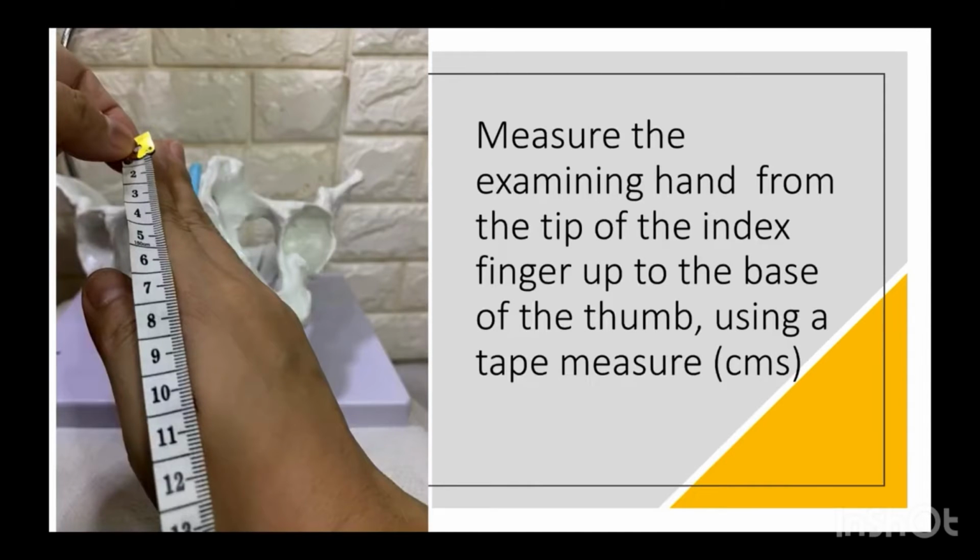Next, measure the examining hand from the tip of the index finger up to the base of the thumb using a tape measure. So in this picture that we have here, the length from the tip of the index finger up to the base of the thumb is about 11.5 centimeters.